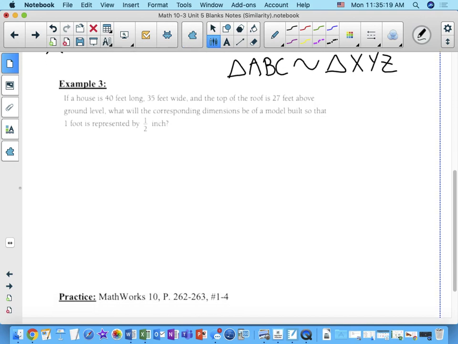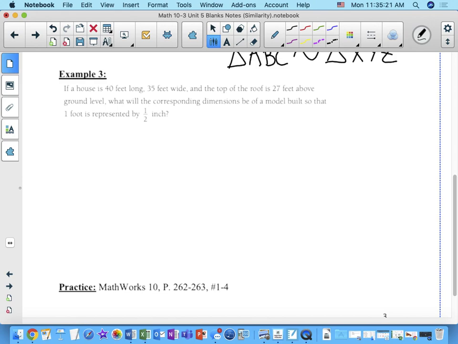Okay, example 3. If a house is 40 feet long, 35 feet wide, and the top of the roof is 27 feet above ground level, what will the corresponding dimensions be of a model built so that 1 foot is approximately represented by ½ an inch? Yep. Can you wait for 3 minutes? This one won't take long.